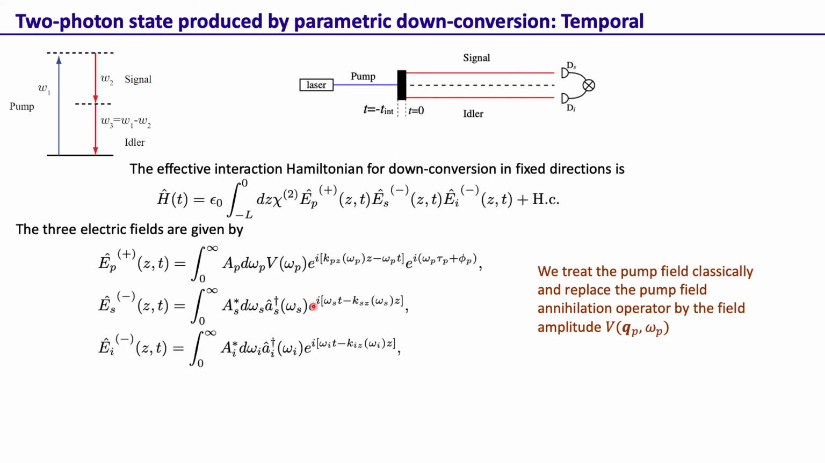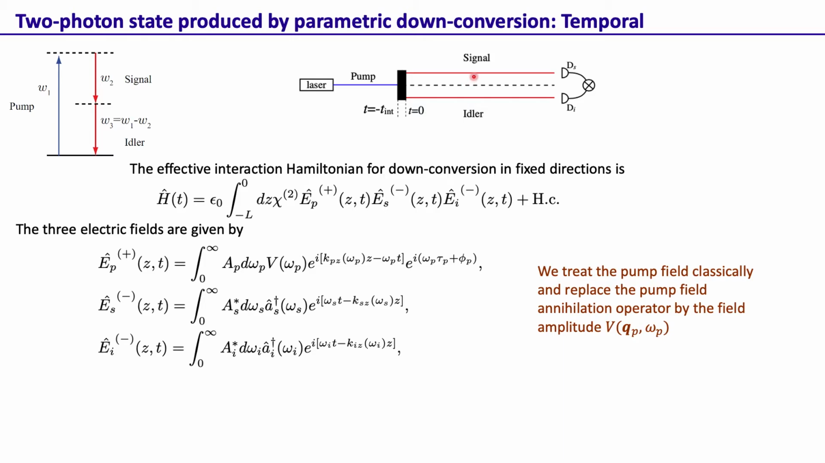Now, in addition, let's point out that here we will be treating the pump field classically, and that's why we are not writing it as an annihilation operator. It's just the field amplitude that we have here, and this is because the pump that we use here is usually a laser of tens of milliwatts or 100 milliwatts or so, and 100 milliwatts means a lot of photons. So we don't need to treat the pump quantum mechanically. Although one can treat it quantum mechanically, we can as well treat it classically, and that will make the math much simpler.